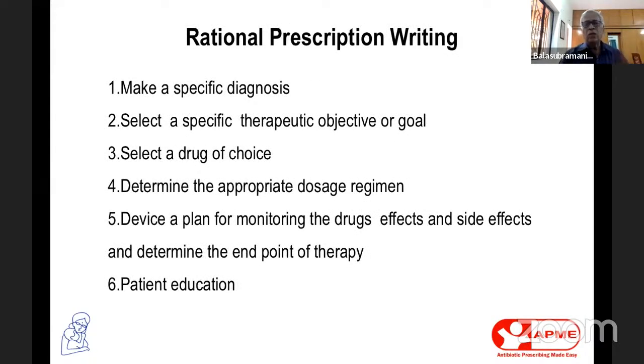Coming to rational prescription writing. First thing, before you give an antibiotic prescription, you must make a specific diagnosis. Without a diagnosis, your pen should not start writing a prescription of an antibiotic. You must select a goal. What is your goal? What is the objective of writing a prescription for amoxiclav? It should not be an objective of satisfying the medical representative who has met you half an hour back. Select the drug of choice.